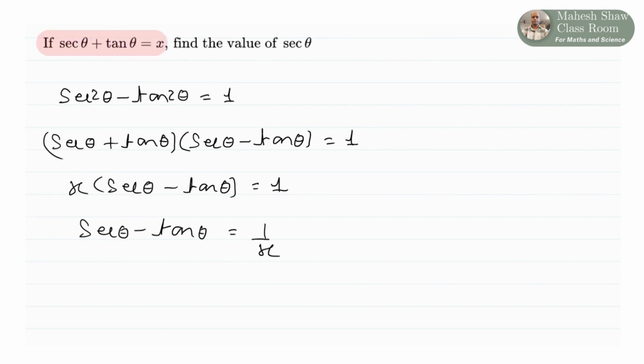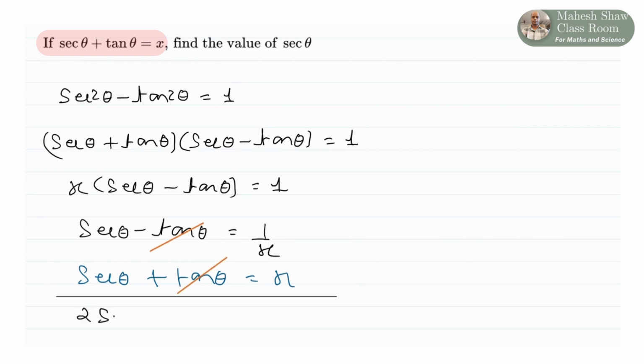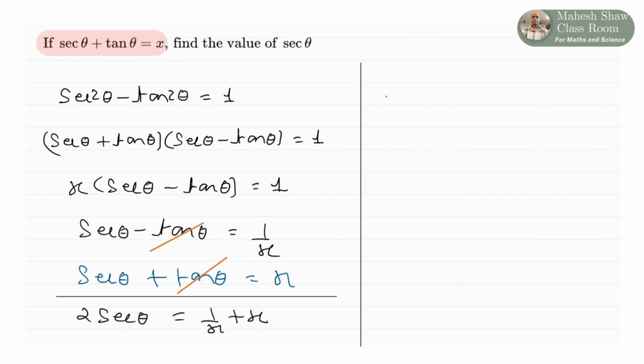So now copying this, secant theta plus tan theta equals x. And on adding these two equations, we see that tan theta and minus tan theta get cancelled. So that results to give 2 times secant theta, which is equal to 1 over x plus x. Now, taking LCM as x, we get 2 secant theta is equal to (1 plus x square) over x. Now transposing 2 to the other side, we'll get secant theta is equal to (1 plus x square) over 2x.